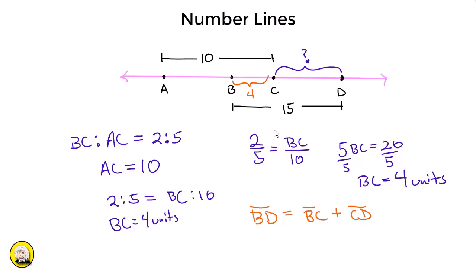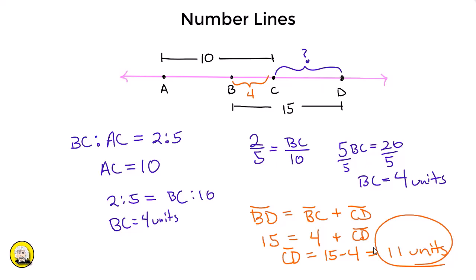I'm given 15 for the length of BD, so I can now plug in the numerical values I know. I solved, given my ratio information, for the value of BC, which is 4 units, and now I'm only left with CD to resolve. I can solve that equation to determine the segment length of CD, subtracting 4 from both sides, is 15 minus 4, which equals 11 units. And that would be my solution.